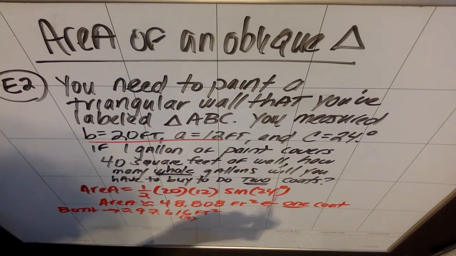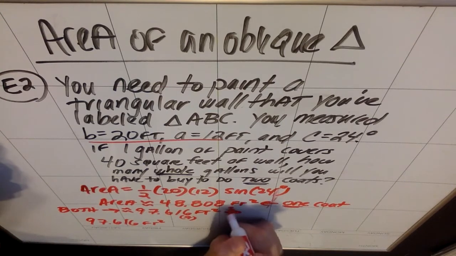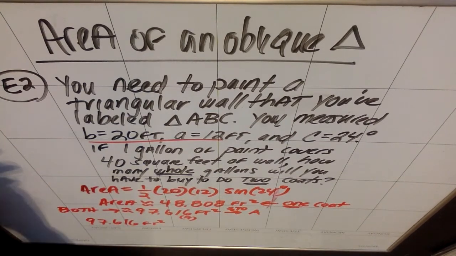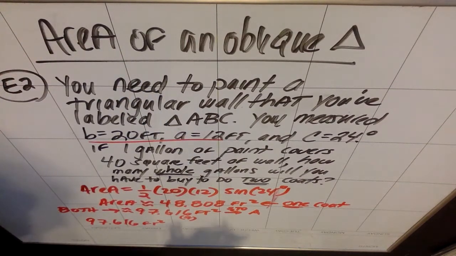So now I'm going to do some unit conversion, right? So that's how many feet I have to cover. So I have this 97.616 feet squared that I have to cover, and I'm going to go ahead and store that. I'm going to store that as A for area. So I'm going to hit store alpha A just so I have it. That's the area I need to paint, right?